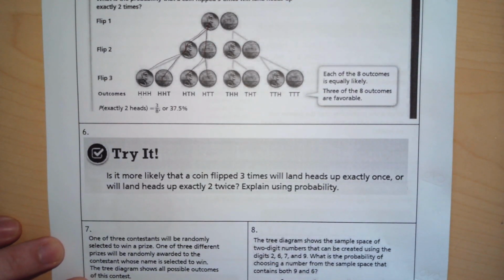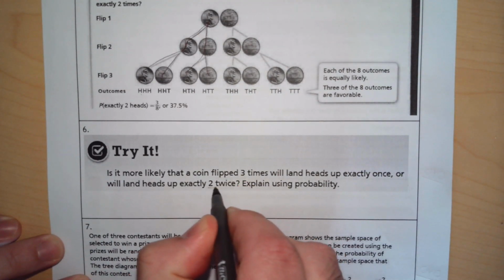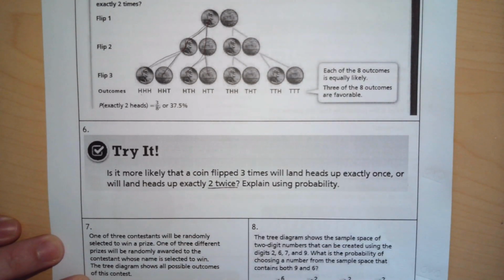So is it more likely that a coin flipped 3 times will land heads up exactly once, or will land heads up exactly twice? I think that's a typo. Will land heads up exactly 2 times, or exactly twice, but not both. I'm just going to underline that because it bothers me.